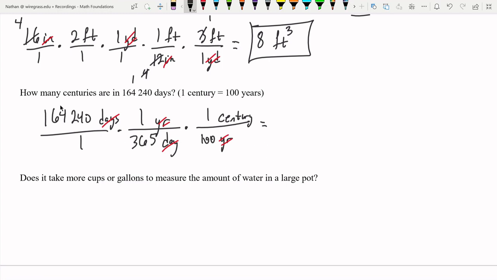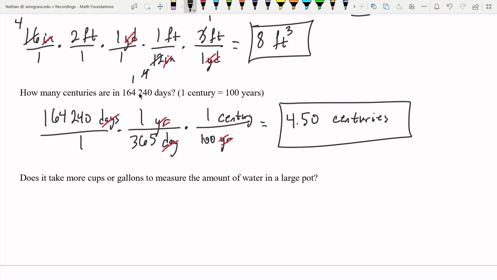So I'm going to end up having 164,240 divided by 365 times 100. So doing that on a calculator, 164,240 divided by 365 times 100 is just going to be 36,500. And I'm going to round to two places, 4.50 centuries. So it's just shy of 4.50. It's just below it, 4.4997, and it continues on. But that's how many centuries are in this many days.